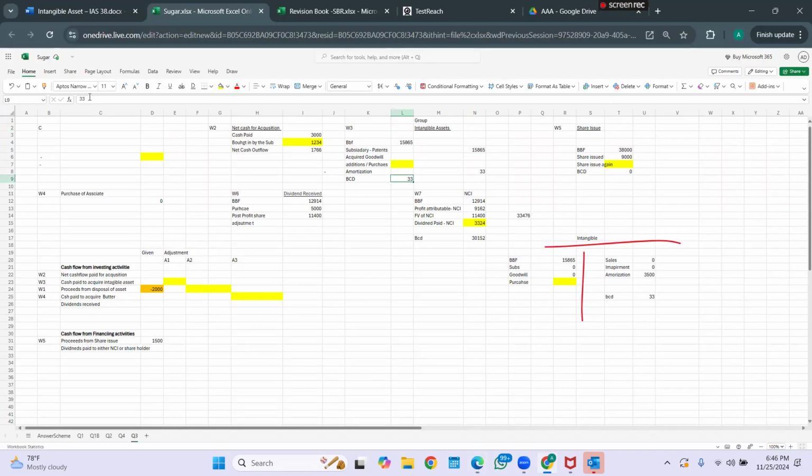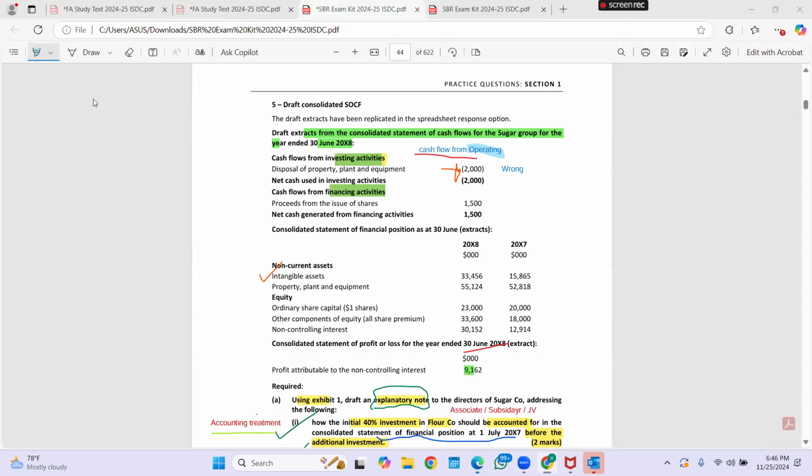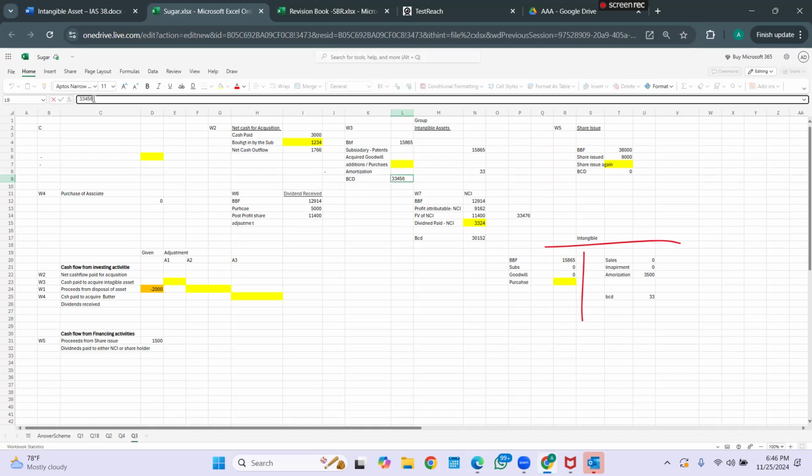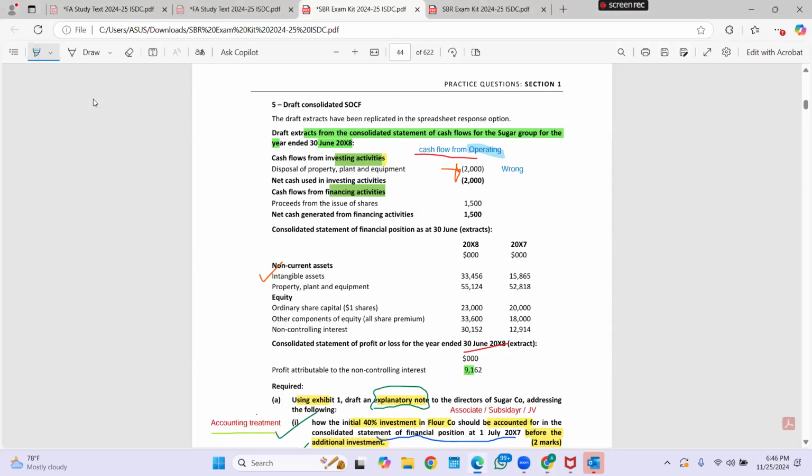Now, I'm not in a position to copy and paste, because I'm doing it on my Excel. Actually, the ACCA practice platform is a bit hectic. It gets stuck and you can't copy and paste. I don't know, they need to work on it somehow. 33,456, opening balances, closing balances.